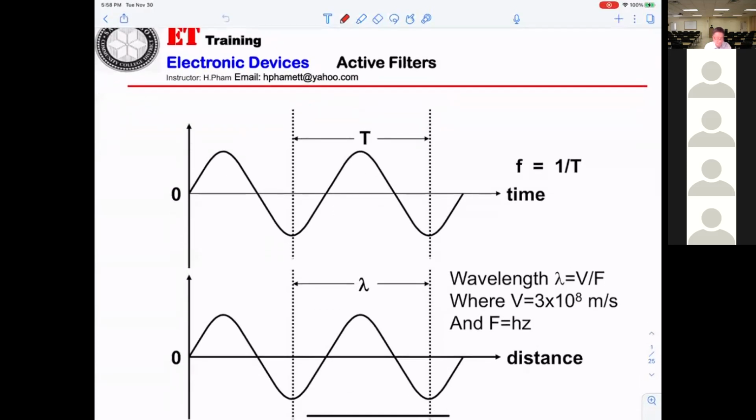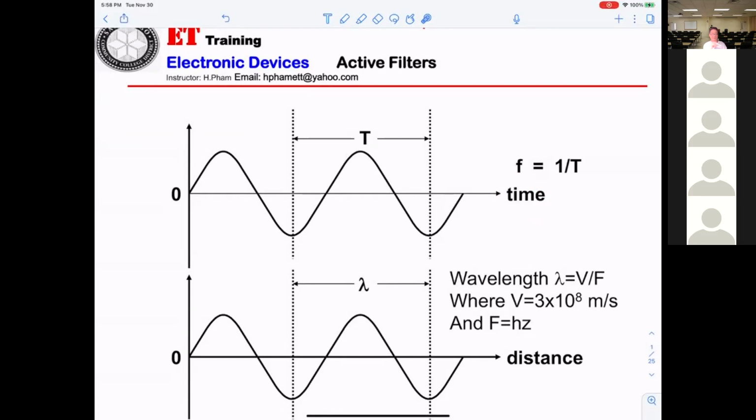Anyone learning electronics, you have to know the period, T. In order to get the frequency, you use F equal 1 over T. Okay, so that's what they call the time domain. The equipment used for the time domain will be the oscilloscope. The oscilloscope is the time domain, so it cannot measure frequency directly.